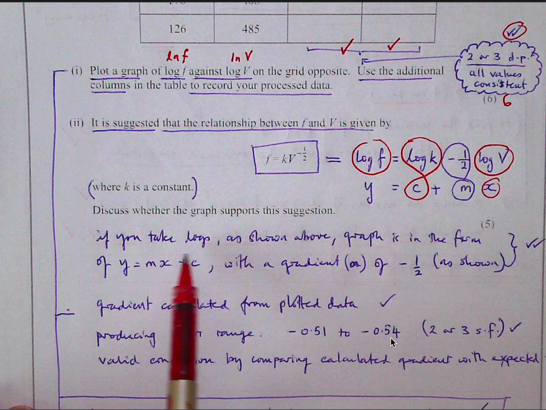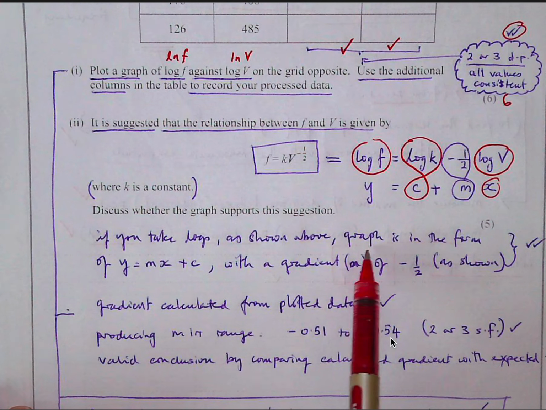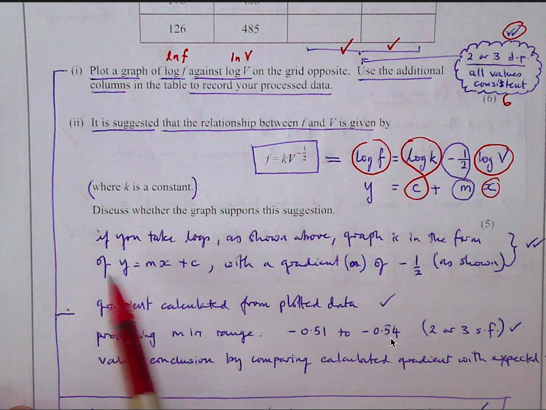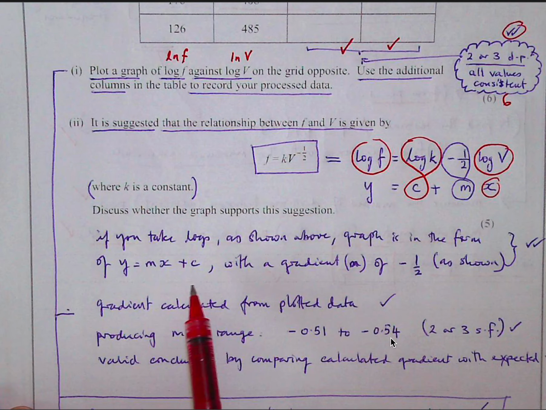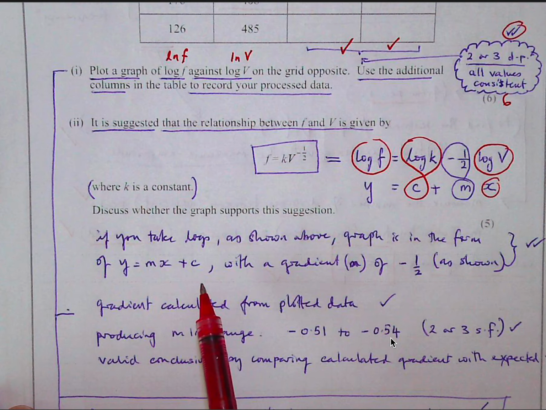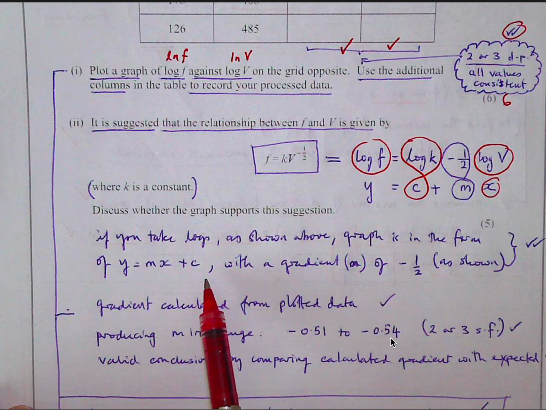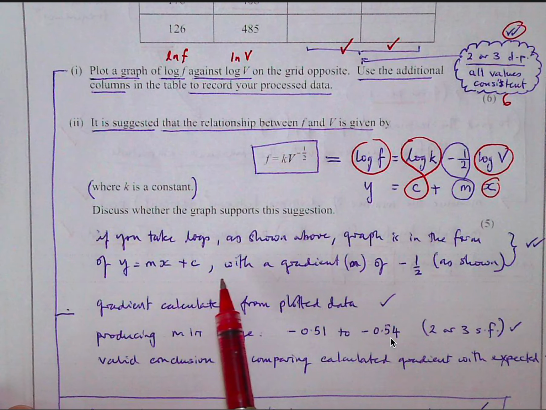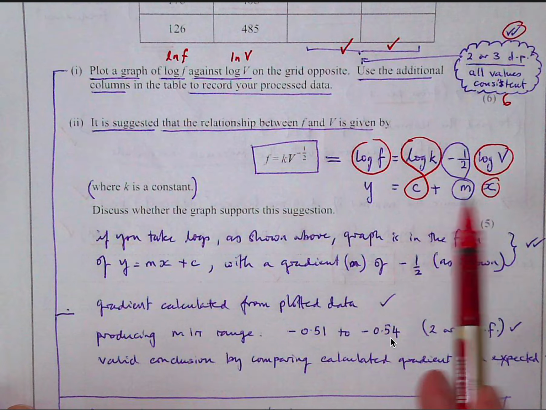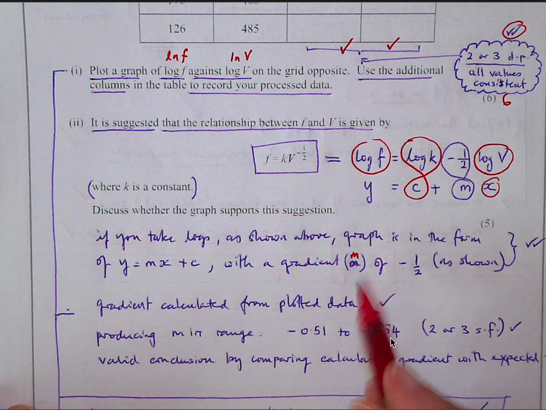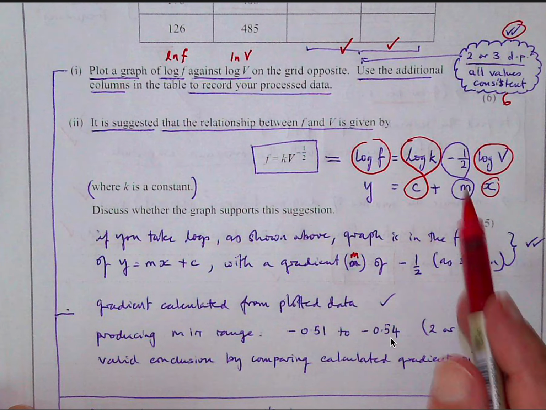So you would say, if you take logs, as shown above, graph is in the form of y equals mx plus c. Yes, you need to state it categorically. You need to make sure you don't leave anything unsaid or unwritten. With a gradient m of minus a half. So my m has become a little unclear, so that's meant to say m is minus a half as shown above.